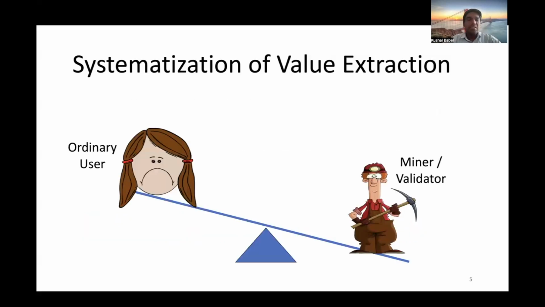So this is a schematic to just represent the power balance here. The validators have a lot of power in this system. They can decide which blocks to accept, how to reorder users' transactions, which transactions to censor, which transactions to insert. And ordinary users have no say in how their transactions are being processed.